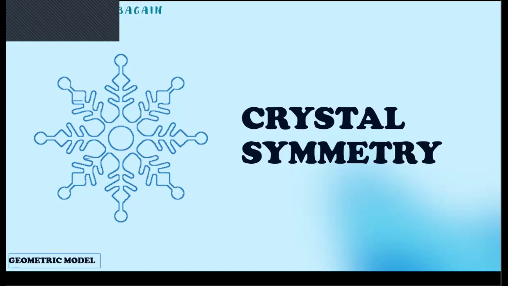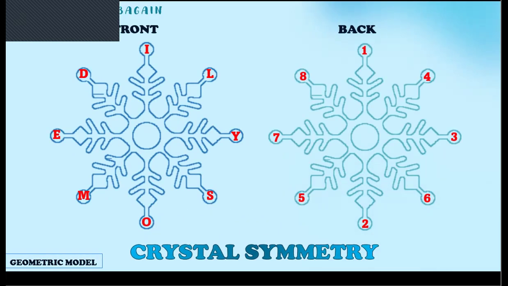Okay, so let's move forward with the labels that I use for this model. The letters I, L, Y, S, O, M, E, D are the labels or elements that I use for front moves. The numbers 1, 4, 3, 6, 2, 5, 7, 8, on the other hand, are the elements that I use for the back moves. Each letter or number represents a rotation transformation on the snowflake.